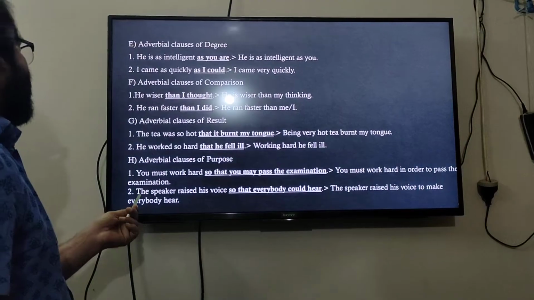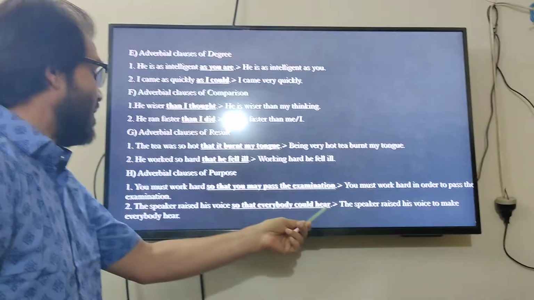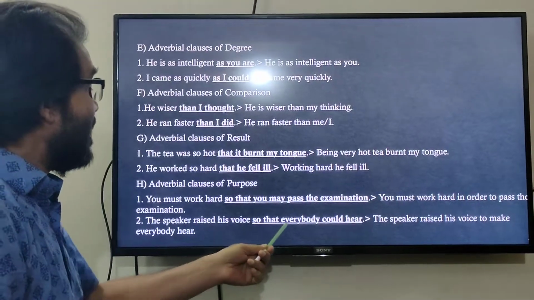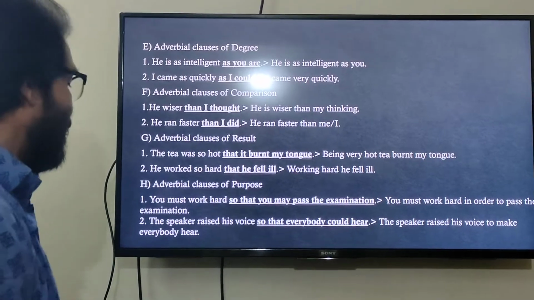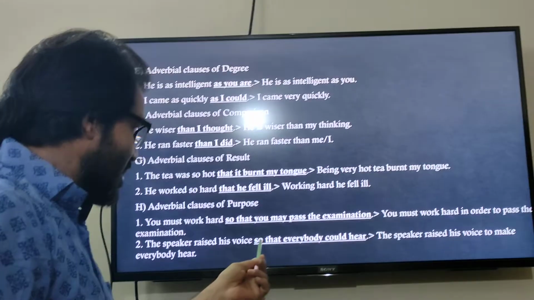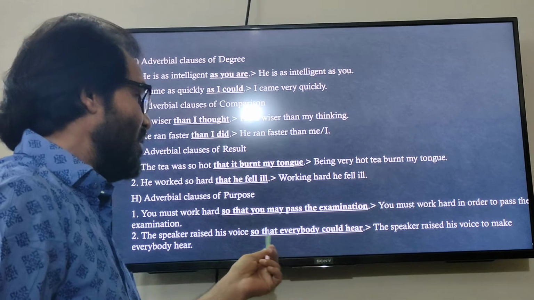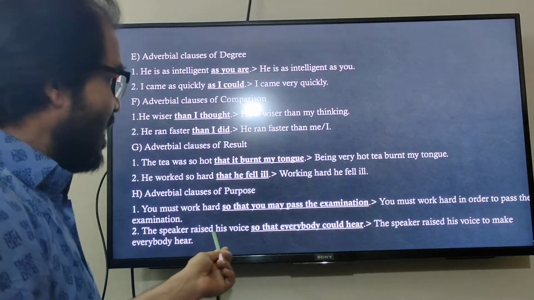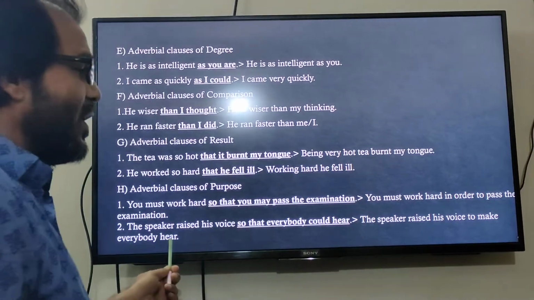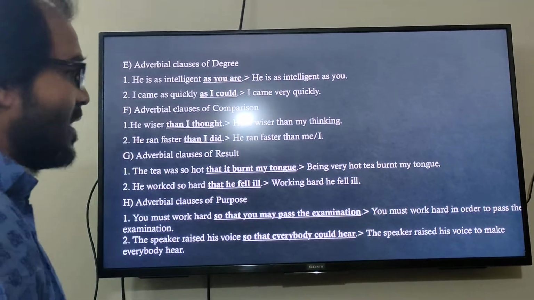Second example. The speaker raised his voice so that everybody could hear him. Why did he raise his voice? So that everybody could hear. Now let us make it simple: The speaker raised his voice to make everybody hear. We have used the infinitive phrase, the infinitive technique, to change the sentence into a simple one.